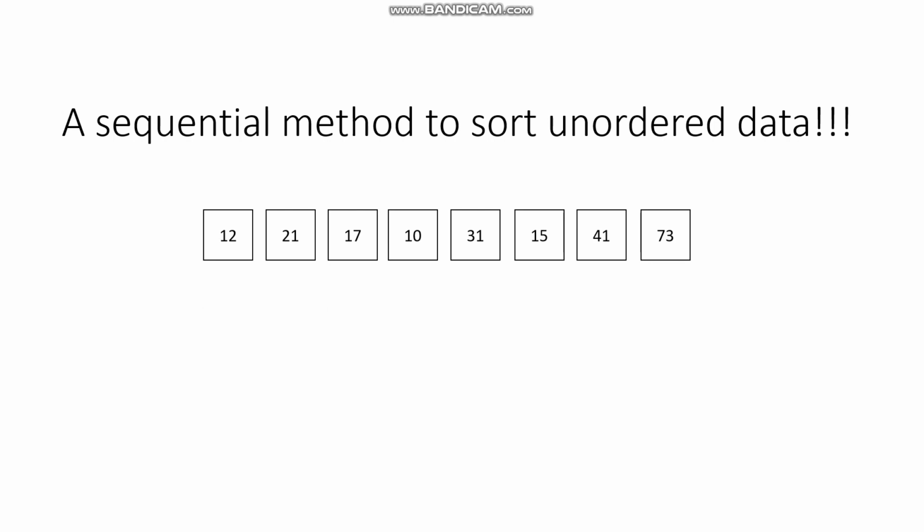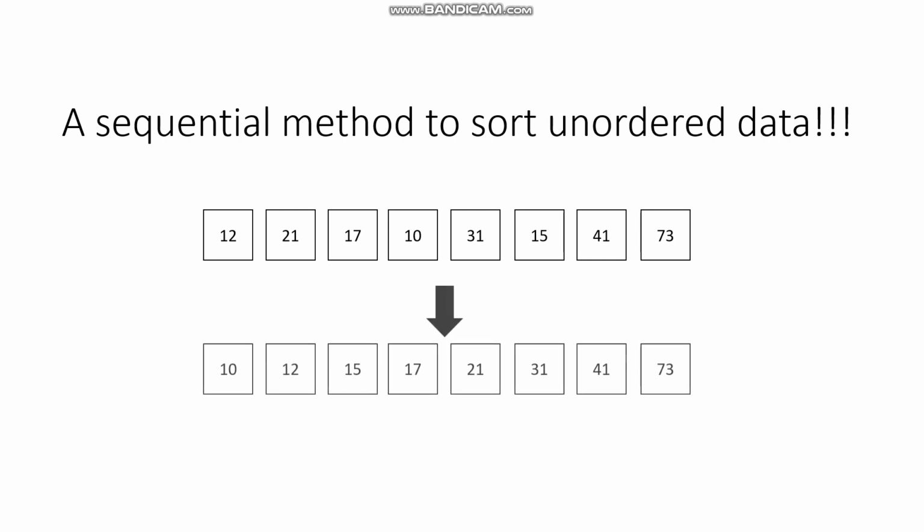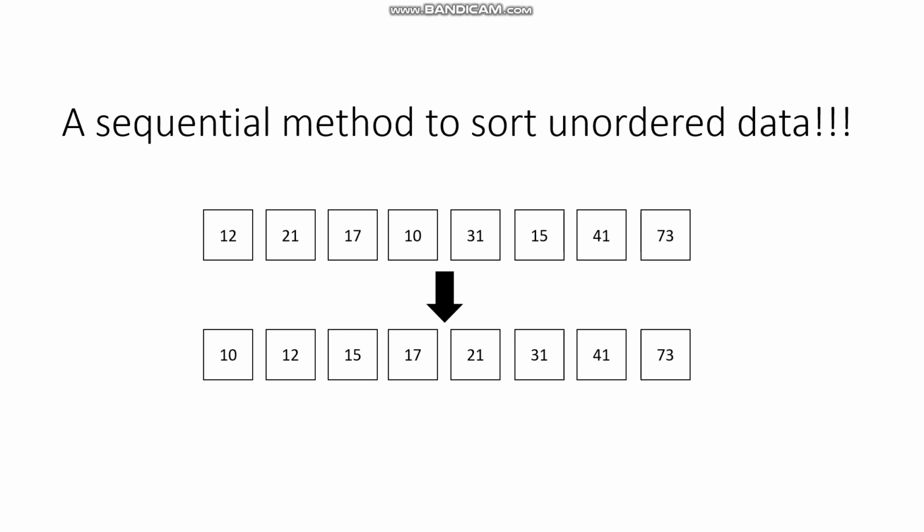As you can see, 12 is less than 21, 21 is greater than 17, 17 is greater than 10, 10 is less than 31, there's no sequential order. What we want to do is order this in such a way that the values on the left are smaller than the values on the right. So if we ordered this list in general, you will see that 10 is less than 12, 12 is less than 15, 15 is less than 17, all the way through the list. That is our sequential order, smaller values on the left, greater values on the right.